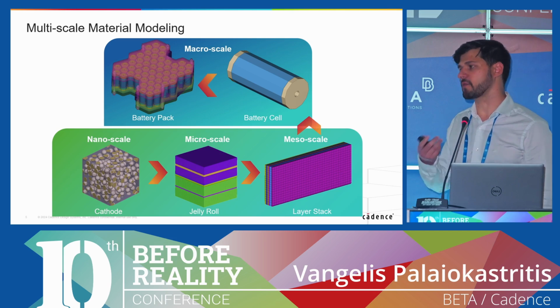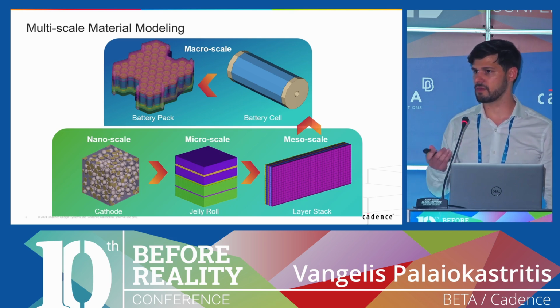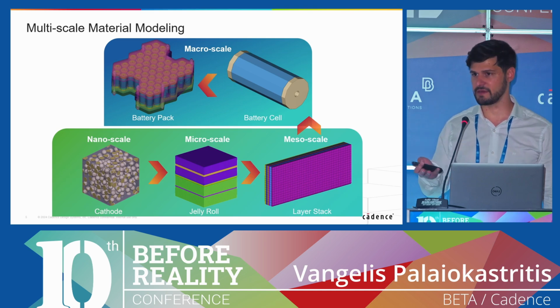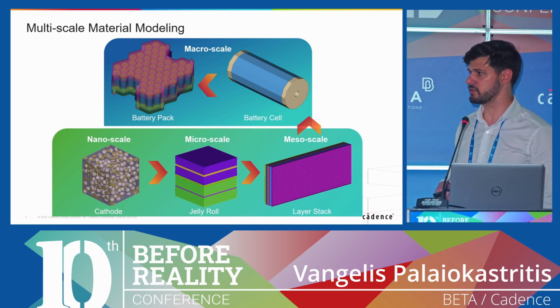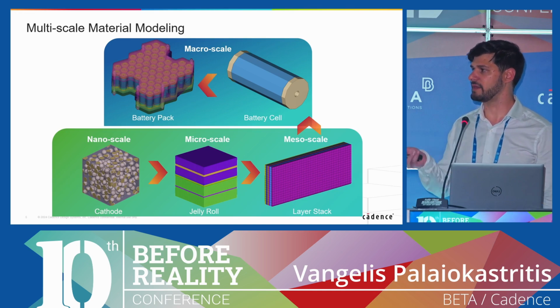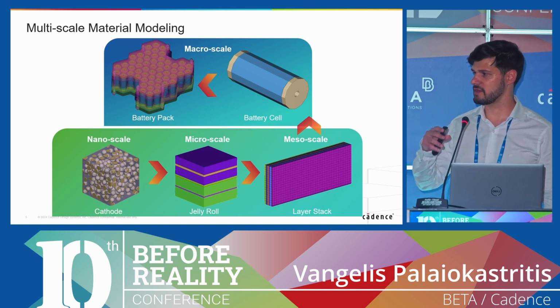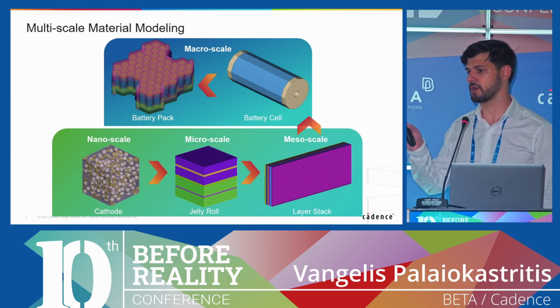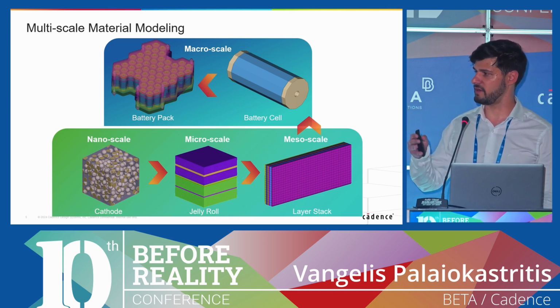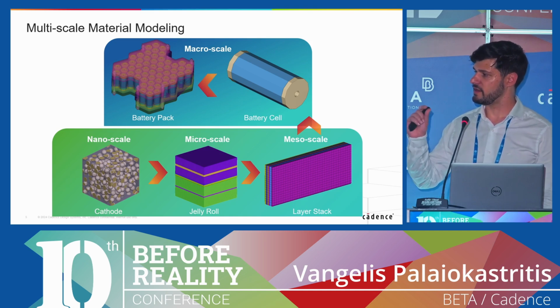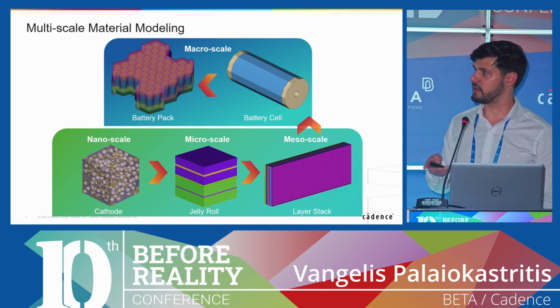So apart from composites, we can use this multi-scale approach for other materials as well that are actually heterogeneous, like a battery. Here's an example of a battery cell. So if we look at the nanoscale, we can see that the cathode is a porous material, and then we have the jelly roll which has the anode, the cathode, the separators, and then the whole layer stack that creates the battery cell, and finally the battery pack.